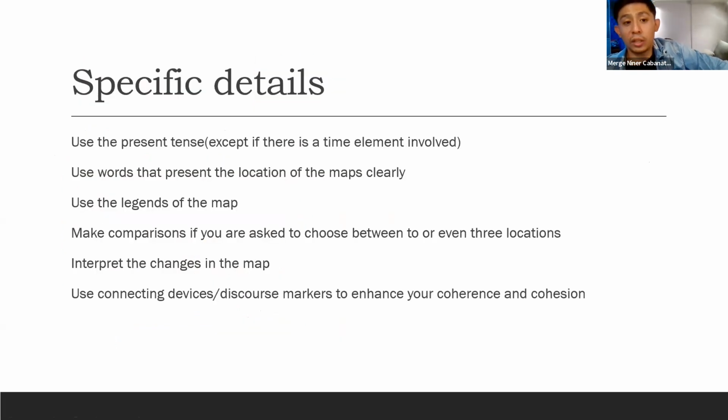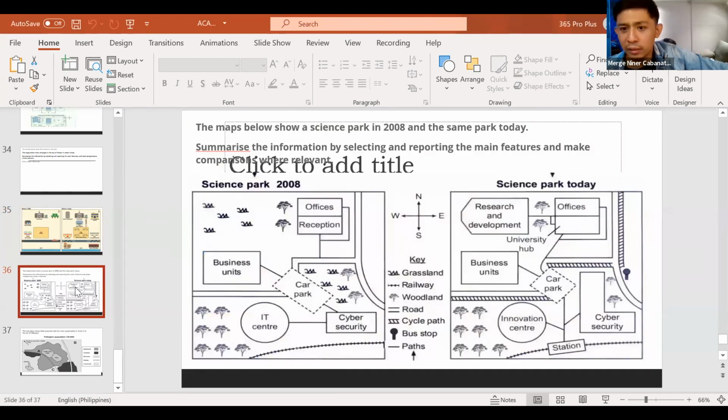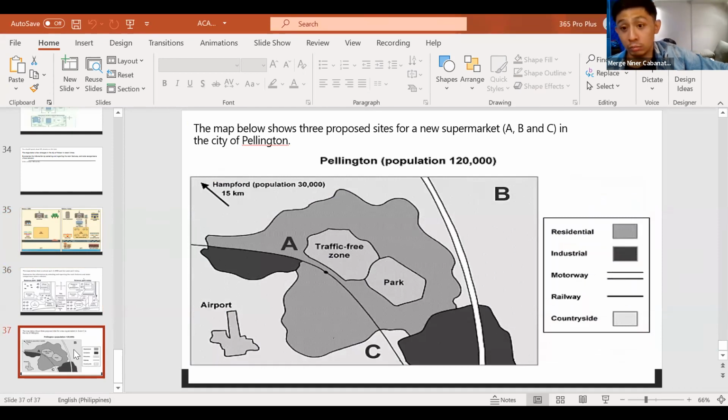Okay, now, do you guys have questions with overview before we present the specific details? Actually, I have downloaded 3 samples of maps here. I have the map of Nelson. I have the map of Science Park. And I have the map of Pellington. So I will be writing 3 live maps later, so you can see how we do it in action. Sige.